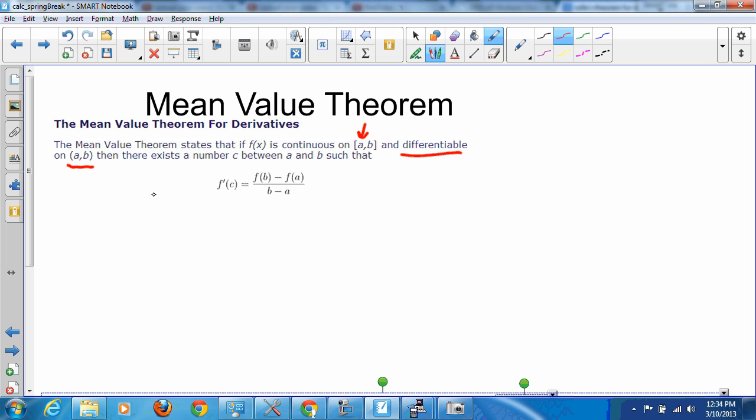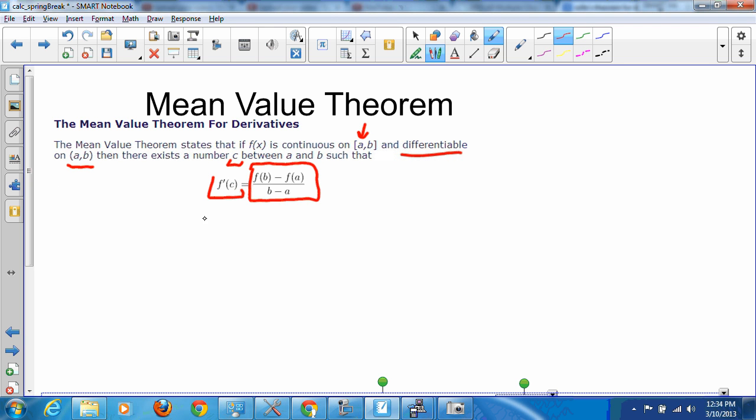In other words, at the endpoints, you may not be able to take the derivative, but in between you can. And there exists a number c in between a and b such that the derivative at c, or the slope of the original function, is equal to the slope of the secant line at the endpoints.